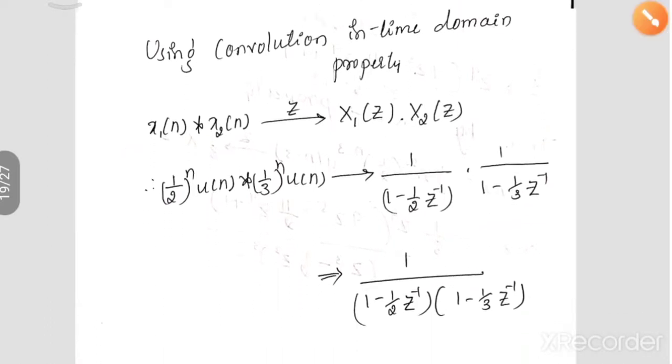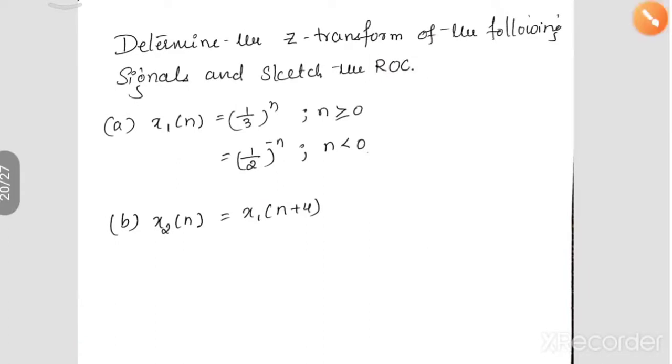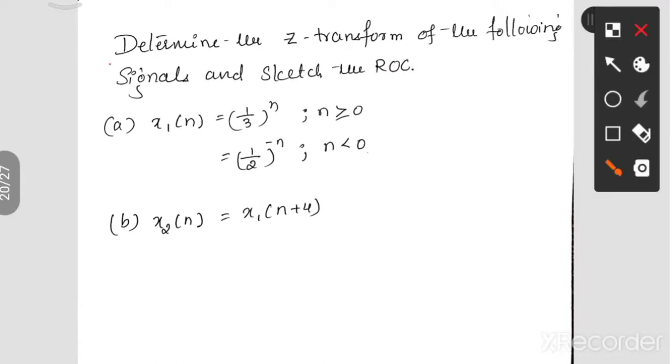So this is about convolution. If you have convolved signals, finding the z transform will be easy for us. Individually, for each signal we have to find its z transform, and then do a simple multiplication. And now we'll consider another one.